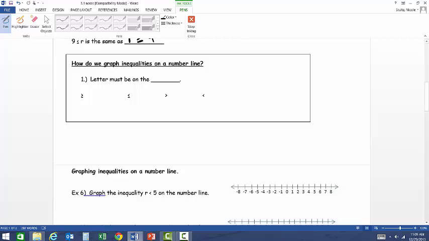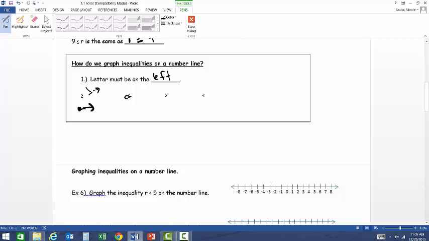So we're actually going to use that trick to help us graph inequalities on a number line. So again, the letter must be on the left. And you're going to be using one of these 4 symbols. If you see a symbol that says greater or equal to, you use a solid dot, and your arrow goes basically the same way as your caret points. Your caret is pointing that way, so your arrow is going to go that way.